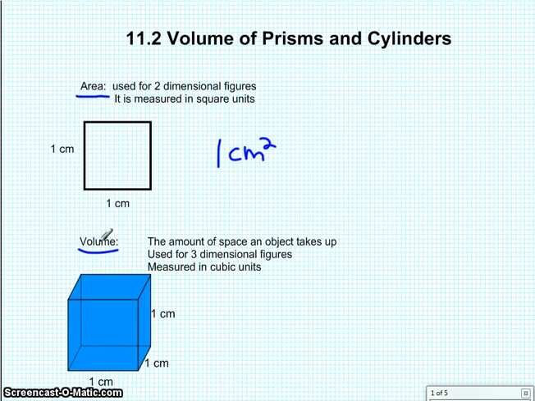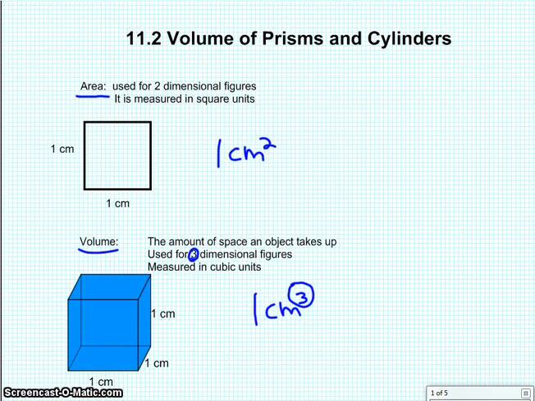Now the difference of that is volume. Volume is the amount of space an object takes up. And we use volume when we measure 3-dimensional figures. And volume uses cubic units. So if I was to take the volume of this little cube here, it would be 1 times 1 times 1, which would still be 1, but then it would be in centimeters cubed because it's a 3D figure. So I measure it and I put a little 3 there for cubed.